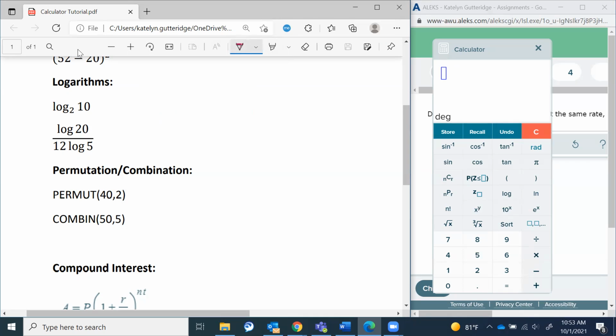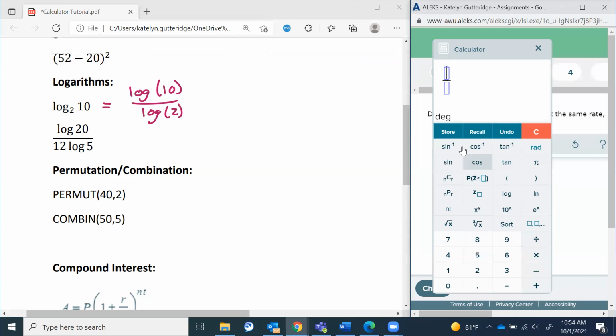What we can do is we can take this and we can write this out as log of 10 divided by log of 2. So if you have some base there, you're going to take the log of the 10 divided by the log of that base of 2. This is what you'll enter into your calculator. So this is a fraction. So I'll build my fraction shell. In my numerator of the fraction, I'll click on that log button. I can type my 10 in. I'll click into the denominator of the fraction, click my log button, type my 2.